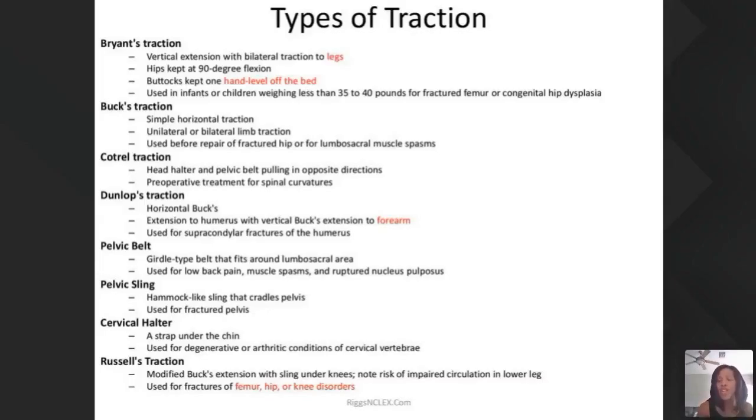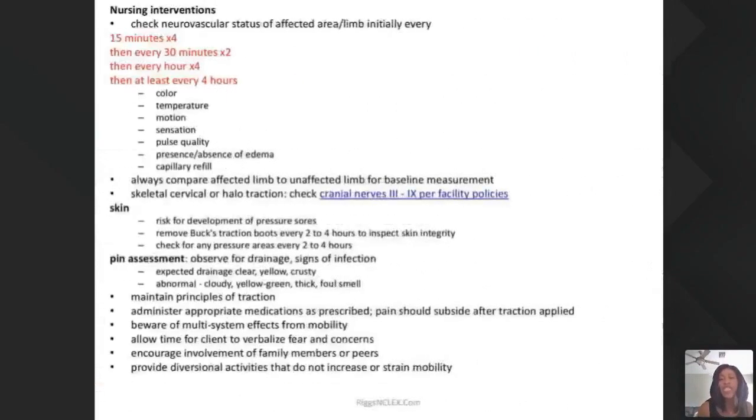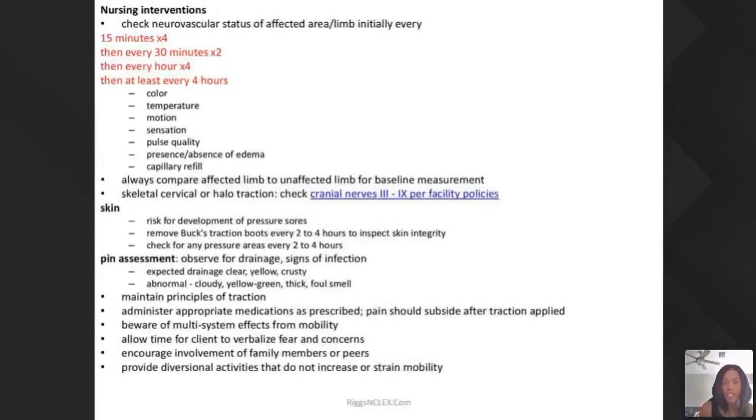Yeah, and also with traction, the weight, because the weight is pulling to pull that bone together. If the weight ever touches the floor, you don't have counter traction. So that's the big deal with traction. You need counter traction when you're dealing with traction.